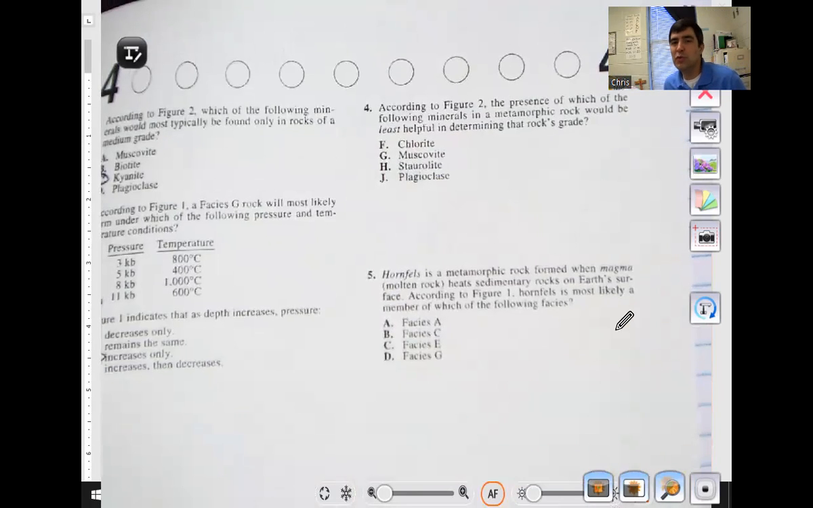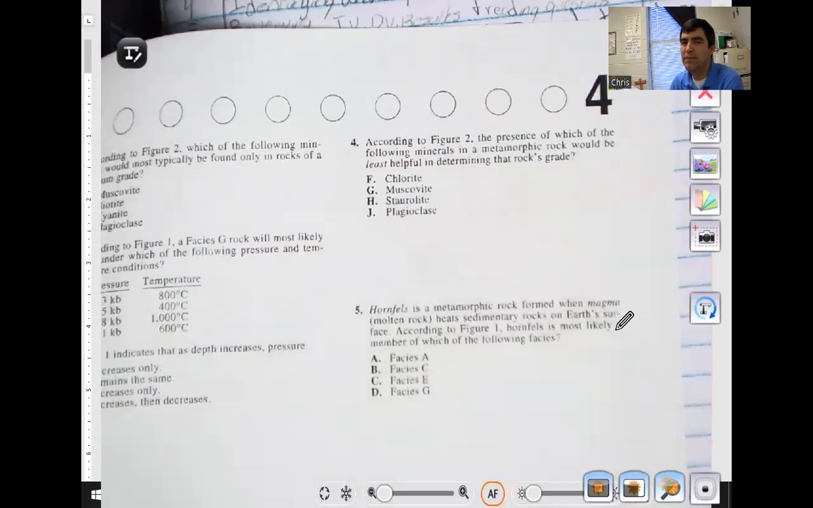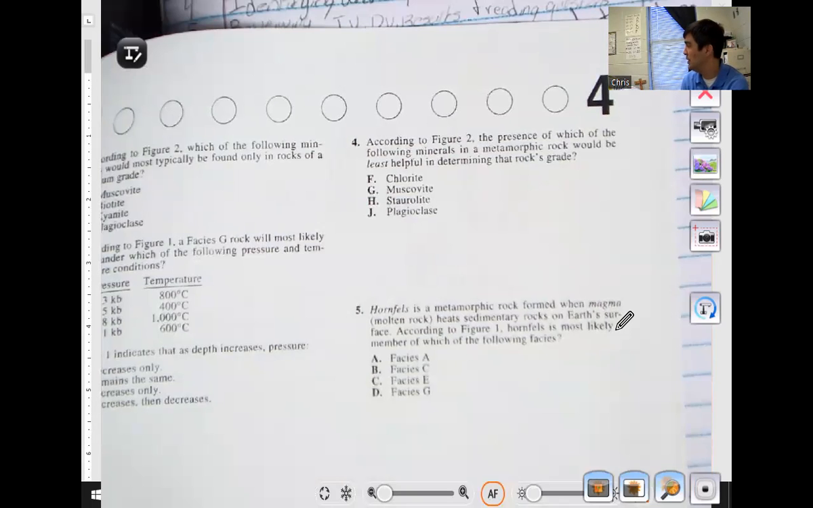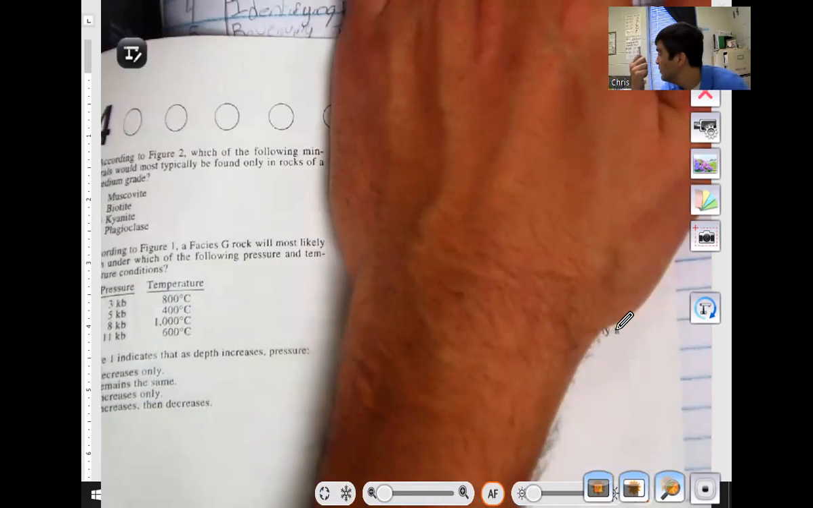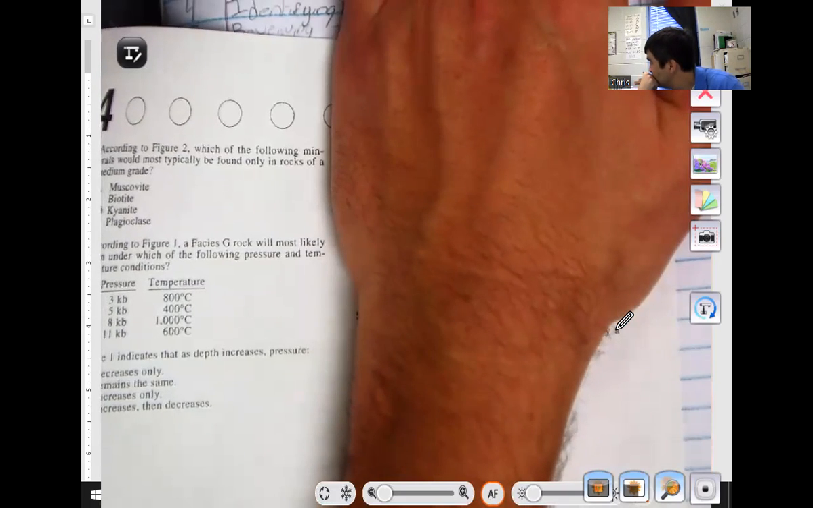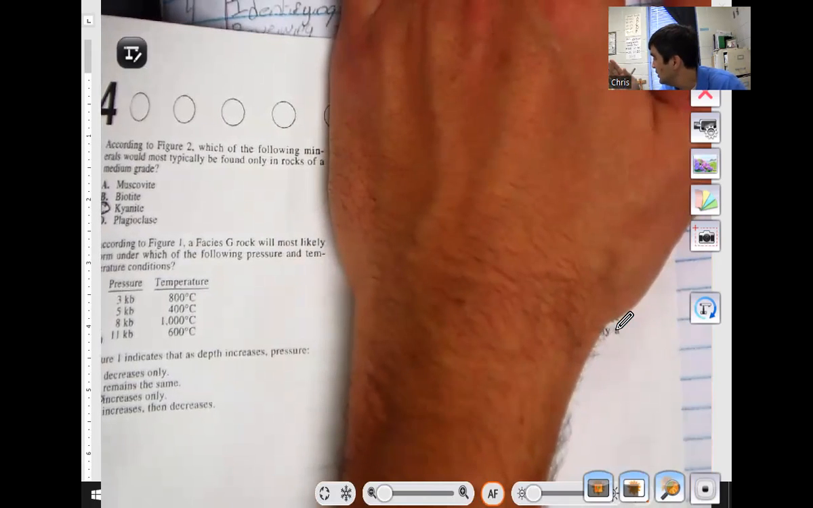Maya, would you read number 4? According to figures of which of the following animals in the metamorphic rock would be least helpful in determining the rock? All right, what did the question want to know? What was the least helpful?